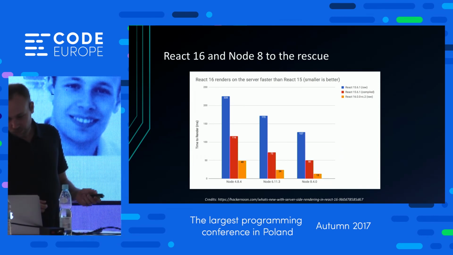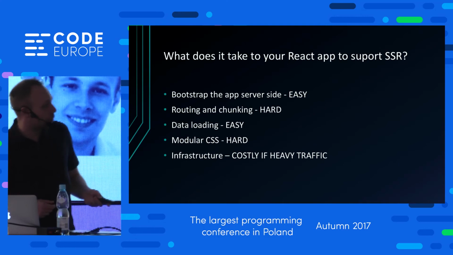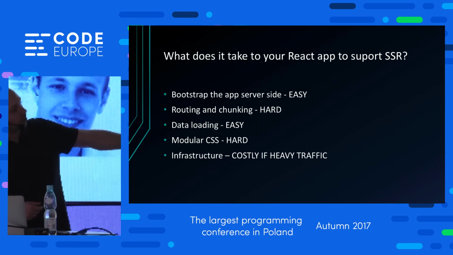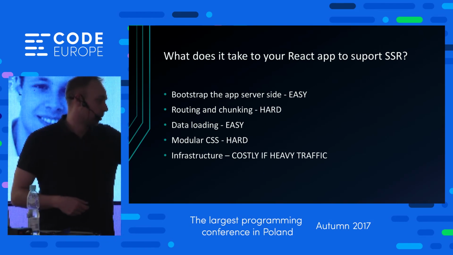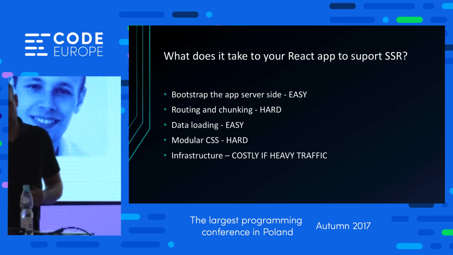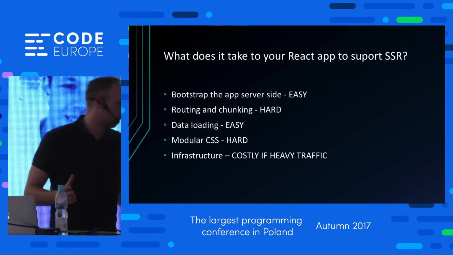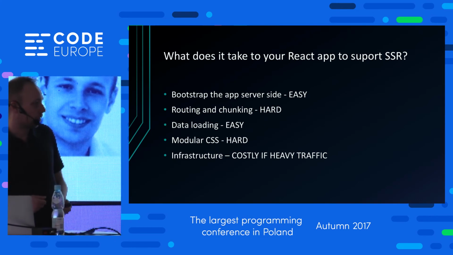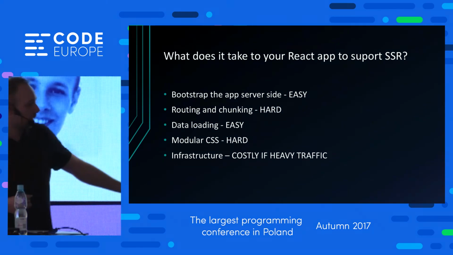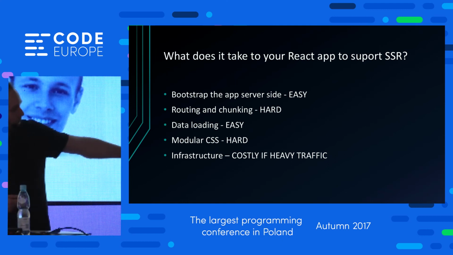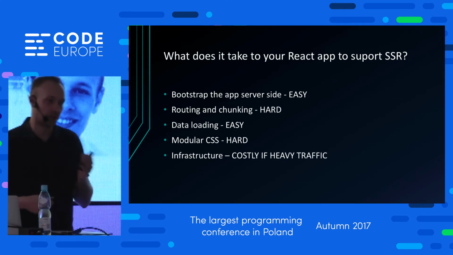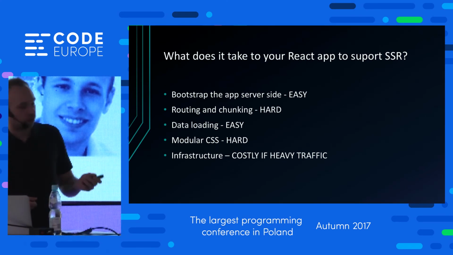All right, so a small recap of what we need to do. We need to bootstrap the app server side. This is fairly easy. We need to support routing and chunking. If you don't have that in your app right now, it's probably pretty hard to refactor all the routing and all the chunking of the app. So this is something that should be taken into account upfront. It's doable, but a lot of work. Data loading, once you have routing sorted out and these async actions, you just move the data loading from the React lifecycle, componentDidMount, etc., to the routes. So this is a fairly cosmetic job.